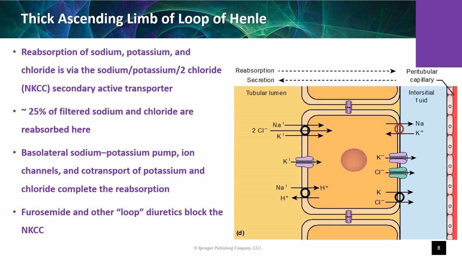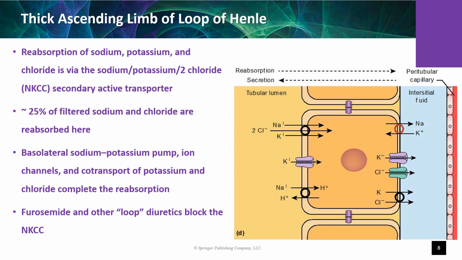The descending limb of the loop of Henle is freely permeable to water and impermeable to solutes. So, as the filtrate passes through the descending limb, the water is reabsorbed by osmosis and solutes, which are trapped in the tubule, become more concentrated.